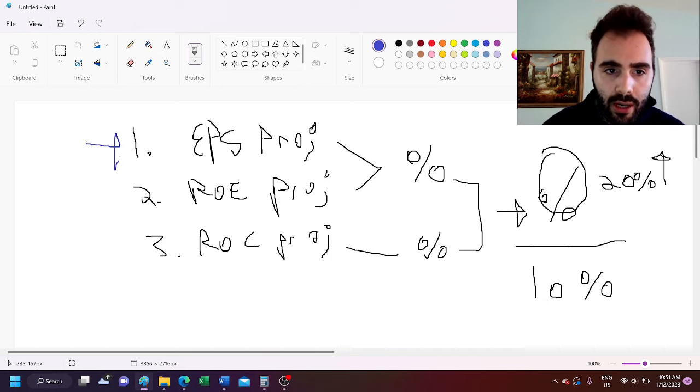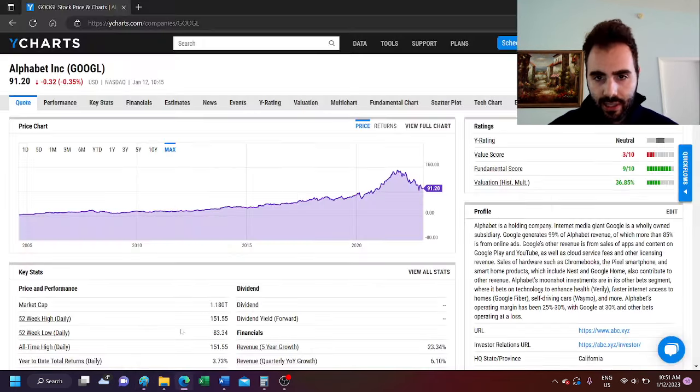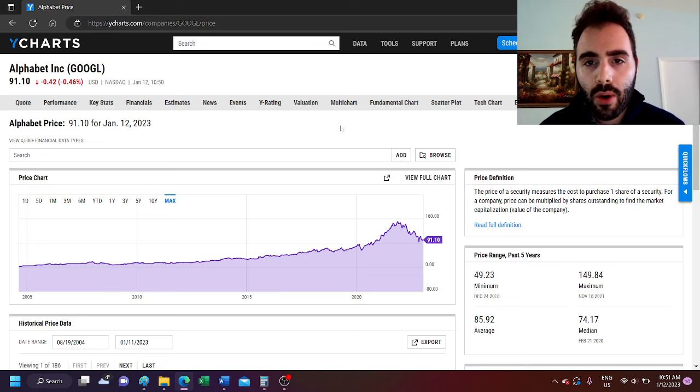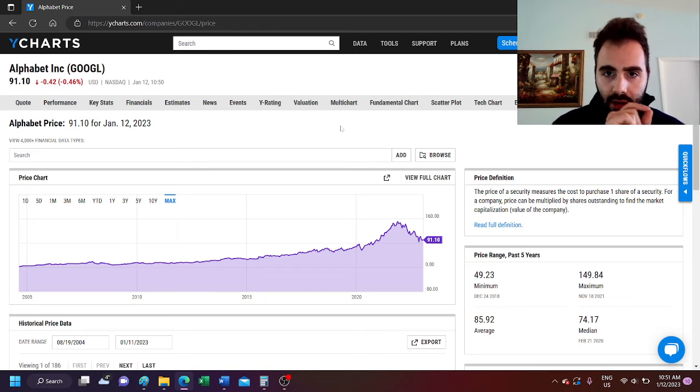So let's start with number one, which is our earnings per share projection model. We're going to be using Google as our example in this case. I have Y Charts open here. In our earnings per share projection model, what we're trying to do is project out the earnings per share of Google 10 years out into the future, conservatively. So we're taking the current earnings per share of Google, provided that those earnings per share are normalized and diluted. So we're taking the normalized and diluted earnings per share of Google, projecting them out 10 years, and applying a multiple that's equal to the growth rate. I'll show you what I mean.